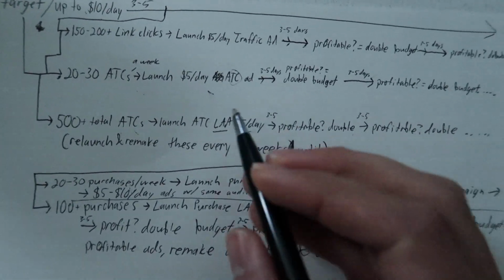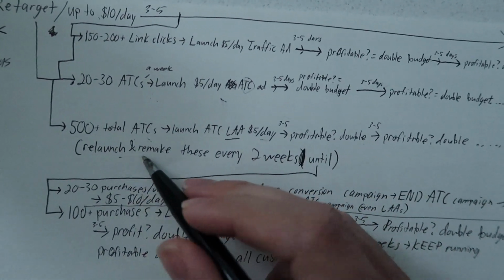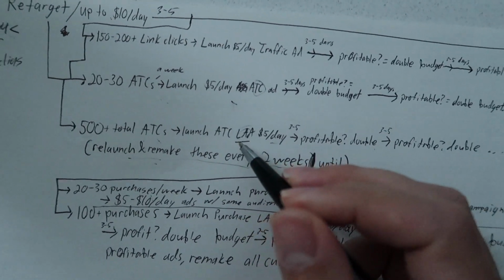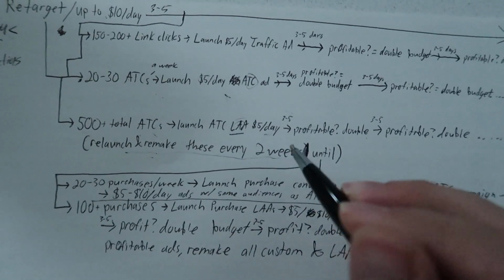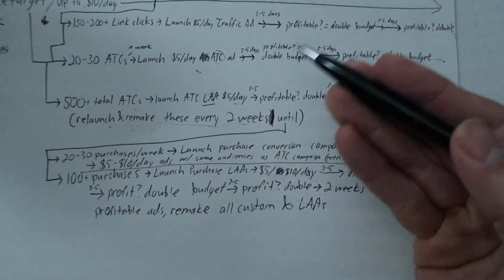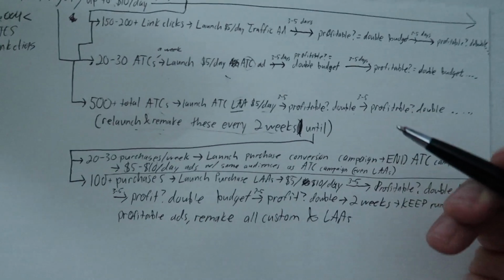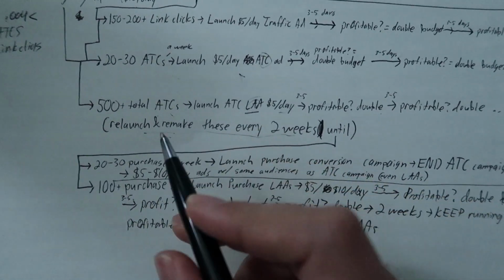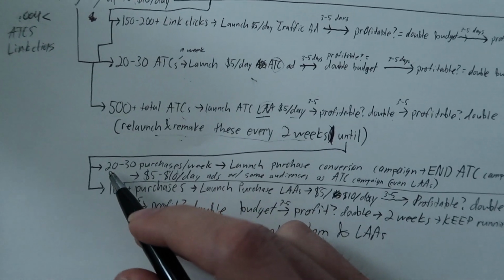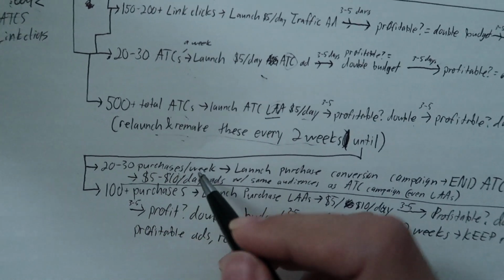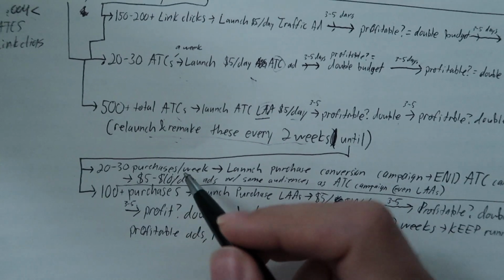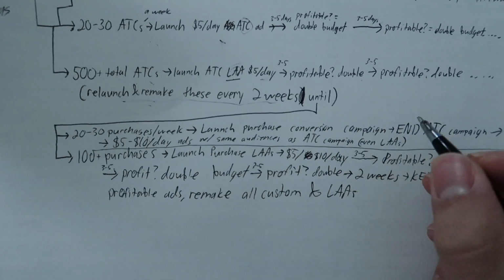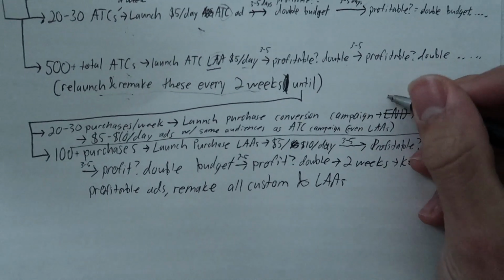Is it profitable? Double. And then you definitely want to make sure that you relaunch and remake the lookalike audience every 2 weeks, because you're refreshing it with all that new data, all those new numbers, and creating a more lookalike audience. So now you're going to do this until you get to the final coveted 20 to 30 purchases a week stage. From there, you're not going to end, but you're going to want to switch.